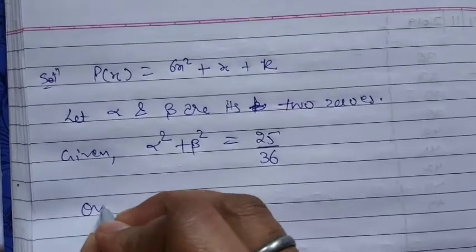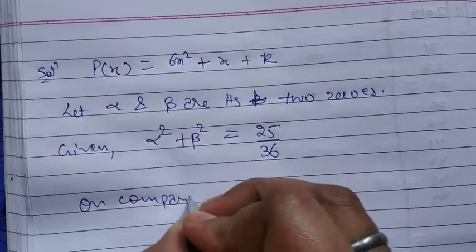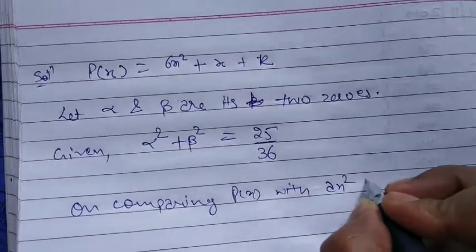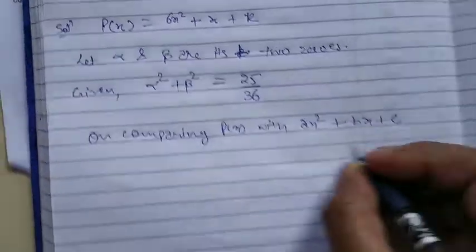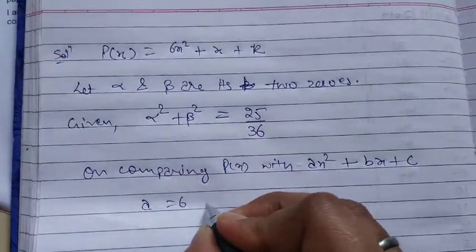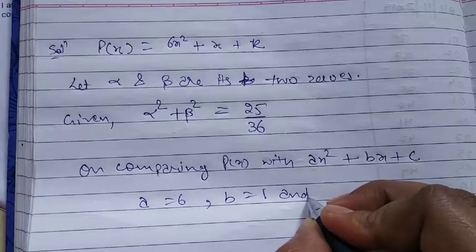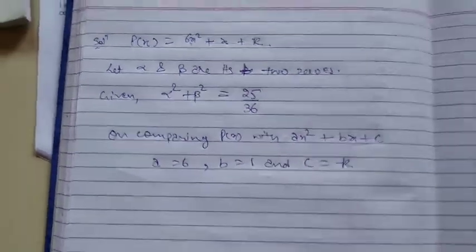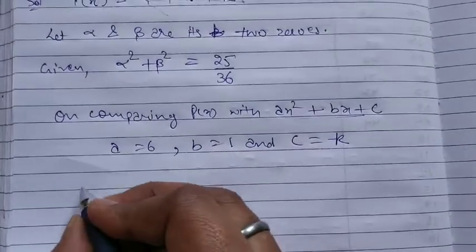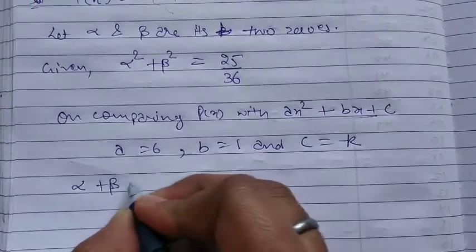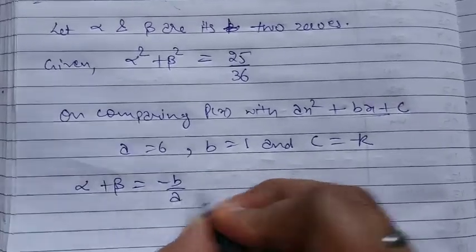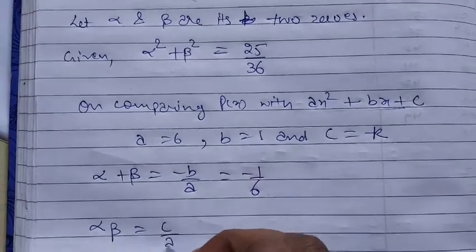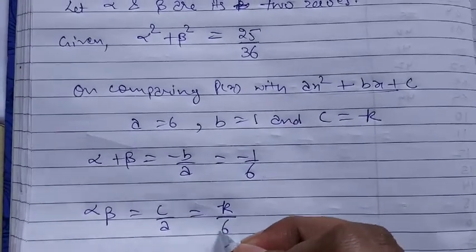Now on comparing p(x) with ax square plus bx plus c, we will get a equals 6, b equals 1 and c equals k. If you compare here, you will get the values of a, b and c. Now we all know alpha plus beta is equal to minus b by a, so this will be minus 1 by 6, and alpha beta is c by a, so this will be k by 6.